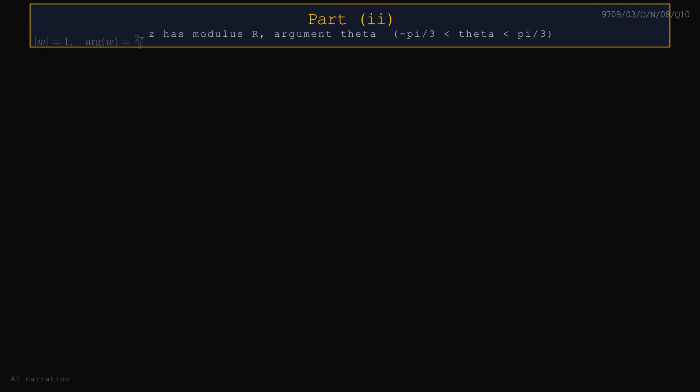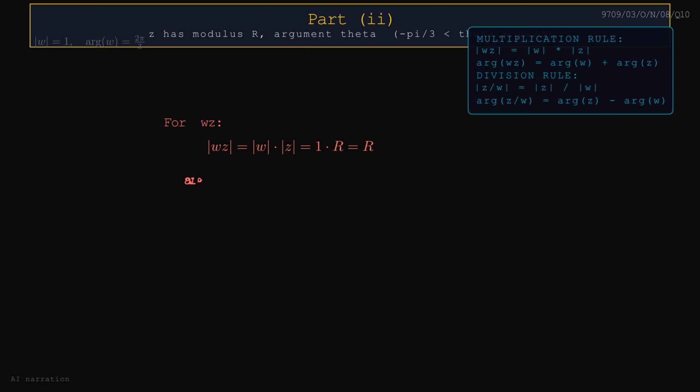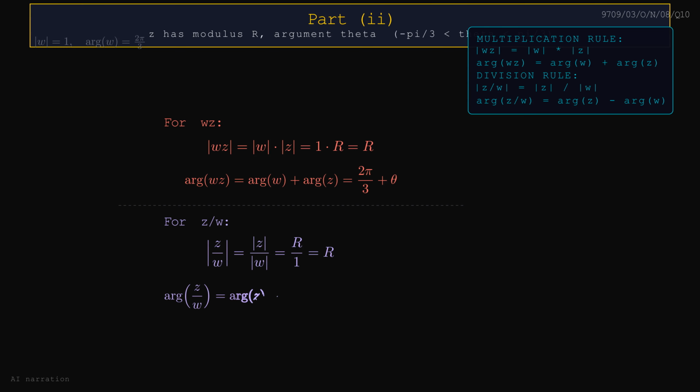WZ: modulus R, argument 2 pi over 3 plus theta. Z over W: modulus R, argument theta minus 2 pi over 3. Both keep the same modulus R as Z.